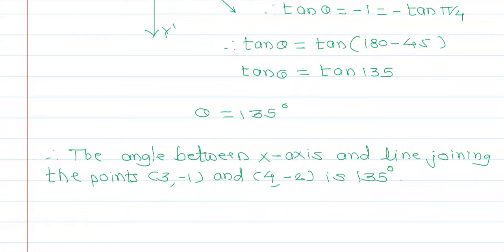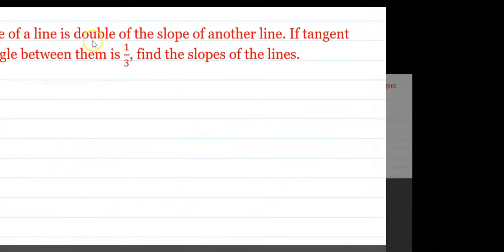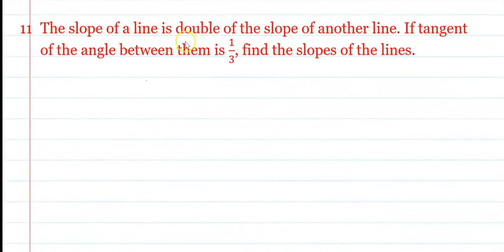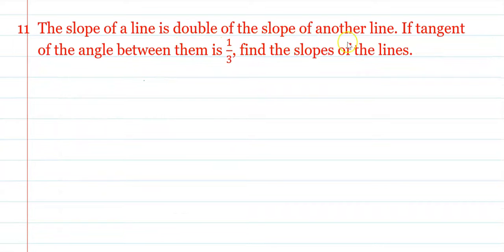Now the next problem. The slope of a line is double the slope of another line. If the tangent of the angle between them is 1 by 3, find the slopes of the lines. Okay, now the solution.